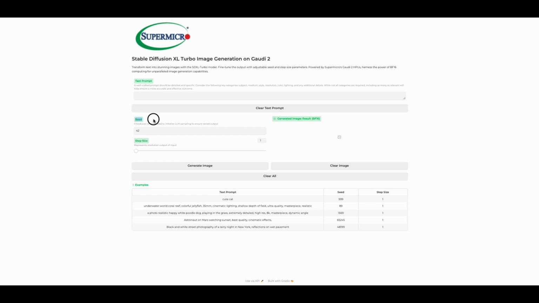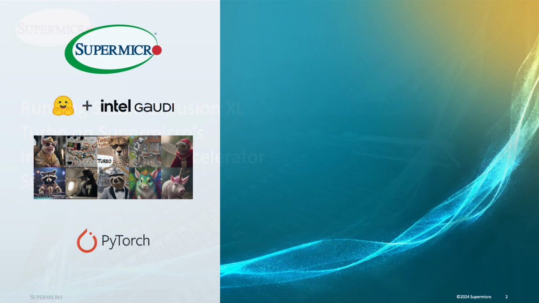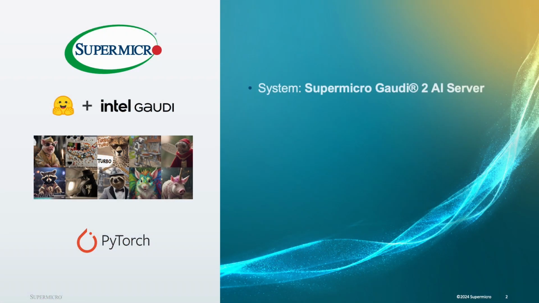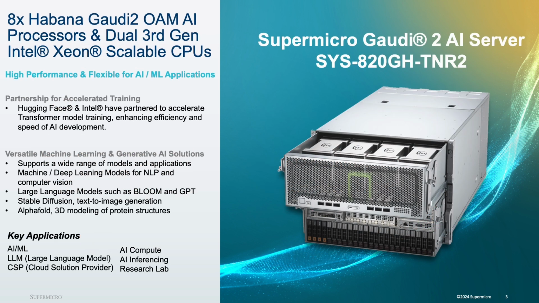Today I'll be walking you through how to set up Stable Diffusion XL Turbo on Supermicro's Gaudi 2 AI server. For an overview, we'll be using the Gaudi 2 AI server, Ubuntu 22.04, Intel Gaudi software suite, Stable Diffusion XL Turbo model, Optimum Habana GitHub, and then following a demonstration. Here's a sneak peek of the server, which we'll explore a little bit later.